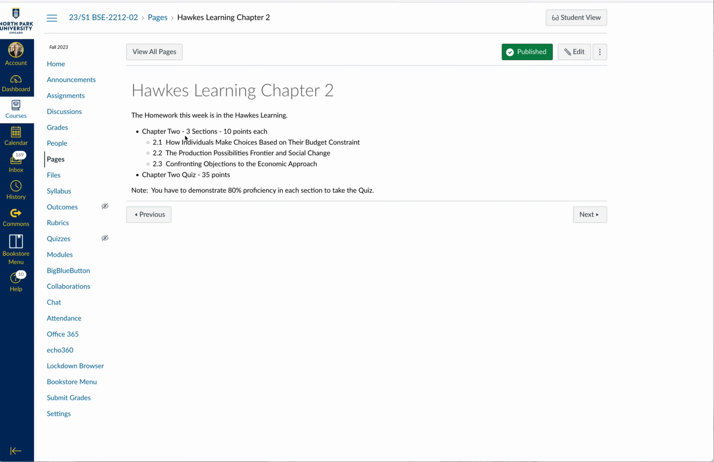If you look at it, there are 3 sections in Chapter 2 worth 10 points each. Those are the chapter lessons. The chapter quiz is worth 35. If you're in that class, you should know that you have to get 80% on these to be able to take the quiz. You have unlimited tries on the lessons, and for the quizzes, you only have 2 tries. When are they due? I suggest you try to do them in week 2, but you can leave them all for the last week. There will not be an extension, as we have discussed in class. But this is what you would do.